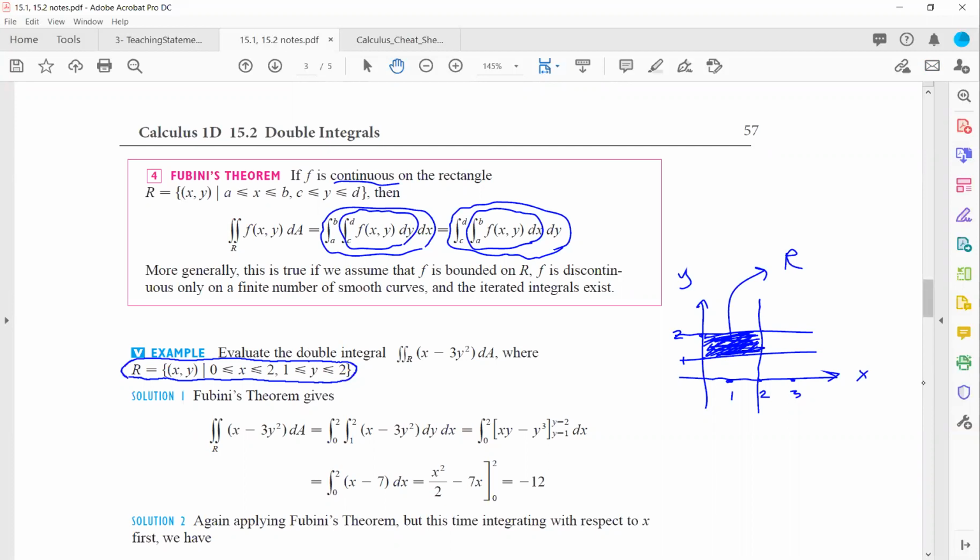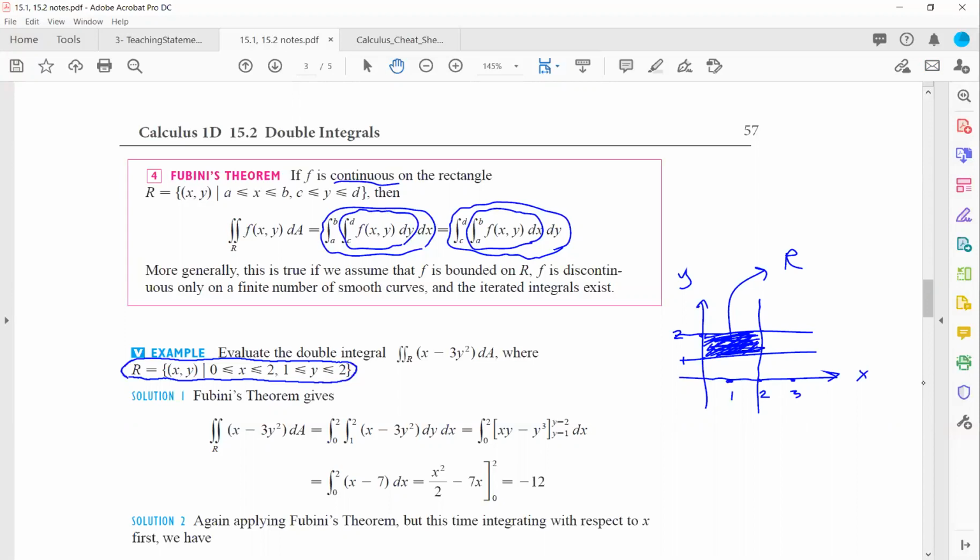So based on Fubini's theorem, you can take the integral with respect to x, then with respect to y, or with respect to y, then with respect to x. That's totally up to you. Do we have a continuous function? Of course. This is a nice function, a polynomial function in two variables, and it is continuous.